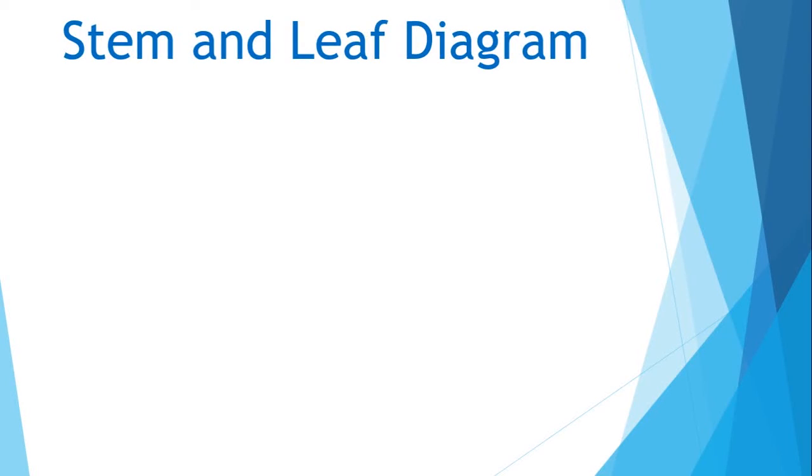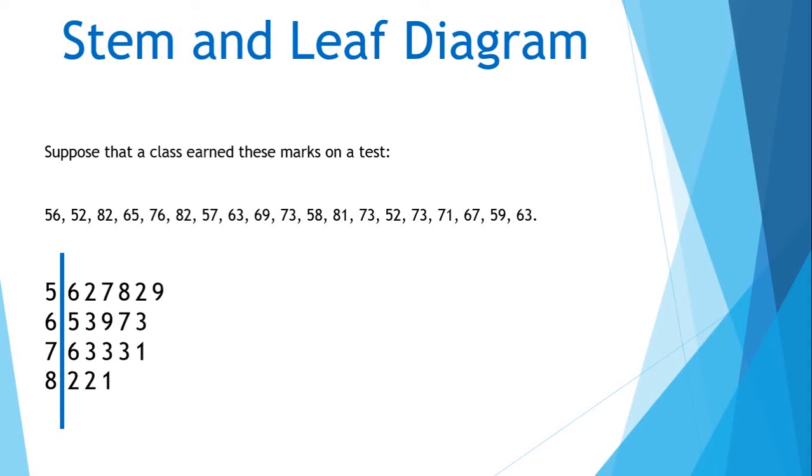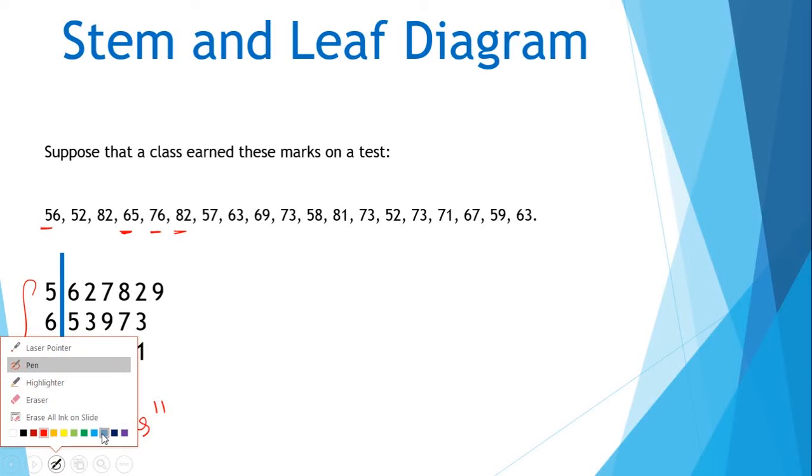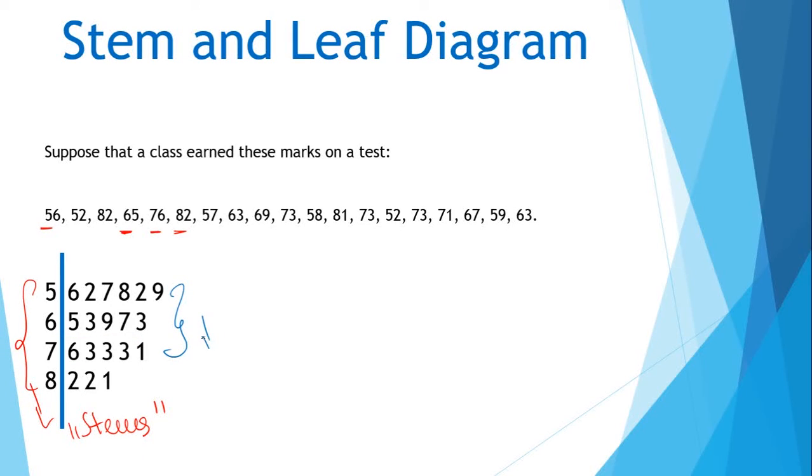Stem and leaf diagram. Suppose that a class earned these marks on a test. Write the stems here using the first digit of the marks. For example, 5, 6, 7, 8. Then mark a leaf here for each data value by adding the second digit to the correct stem.